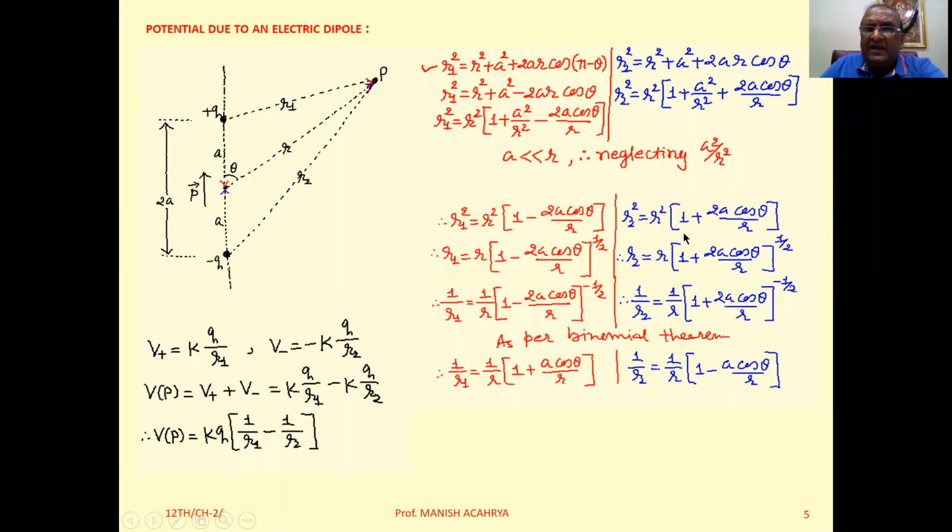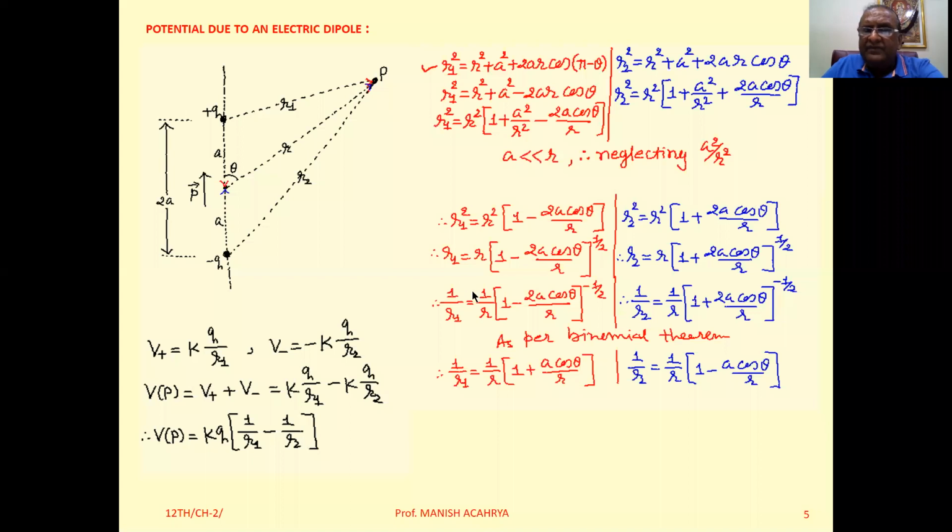Clear up to this one? Now here A is very much less than R, so we can neglect A square upon R square. Now if we neglect A square upon R square, then both these equations we can write like this: R1 square equal to R square into 1 minus 2A cos theta by R, and R2 square equal to R square into 1 plus 2A cos theta by R.